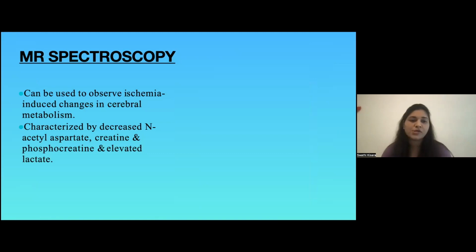Coming to the MR spectroscopy, it can be used to observe ischemia-induced changes in cerebral metabolism. It is characterized by decreased N-acetyl aspartate, creatinine and phosphocreatinine, and elevated lactate.